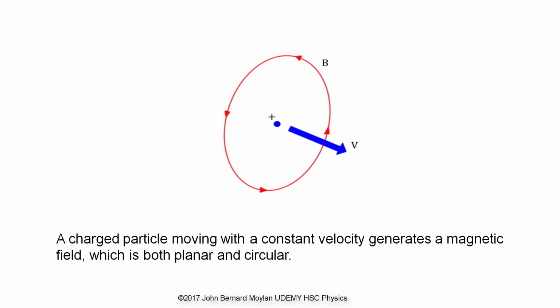The strength of the magnetic field generated is directly proportional to both the velocity of the charged particle and the charge on the particle. The magnetic field is both planar and circular, as is shown in the diagram, where the blue arrow, labelled V, represents the velocity of a positively charged particle which is moving out of the page and towards the right. The magnetic field is represented by the red circle labelled B, with the direction of the magnetic field indicated by the arrows.